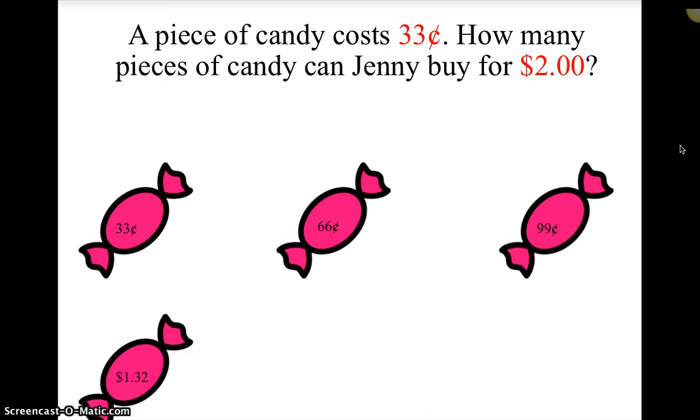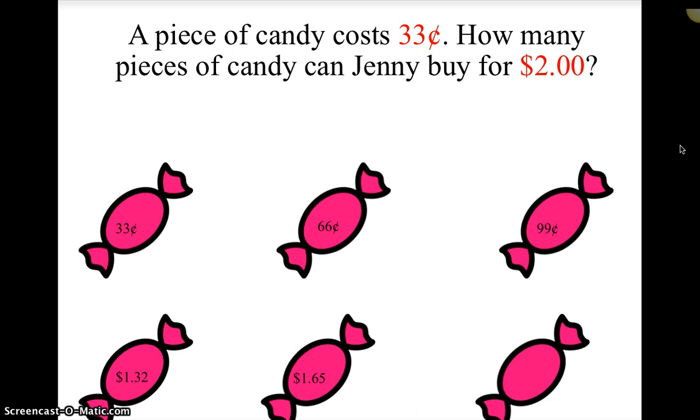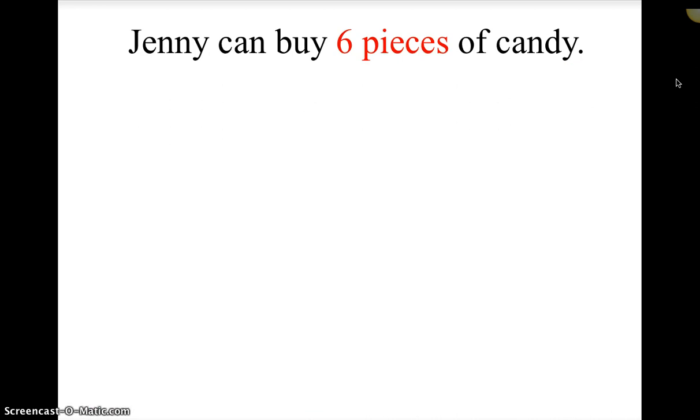Fourth piece of candy, our total would be $1.32. Fifth piece of candy, $1.65. And if we add 6 pieces of candy, our total cost would be $1.98. Now we see that Jenny has $2, but a piece of candy costs 33 cents. If our total is at $1.98, if we added 33 more cents, we would be over our $2. Therefore, we know that Jenny can buy 6 pieces of candy.